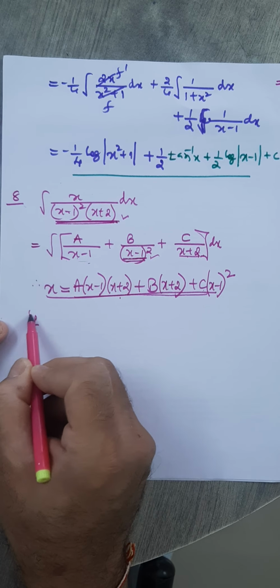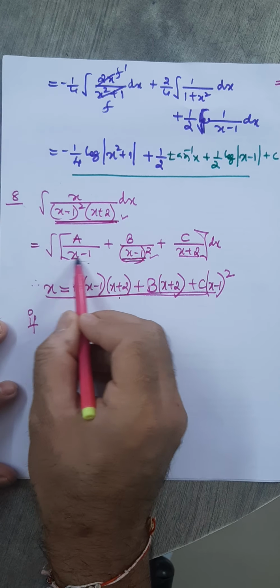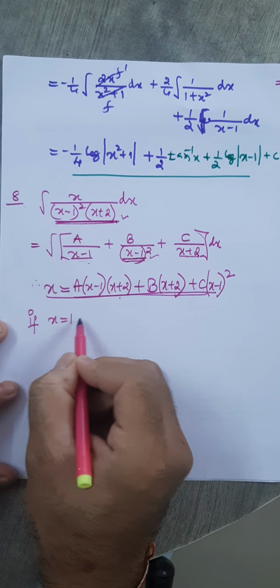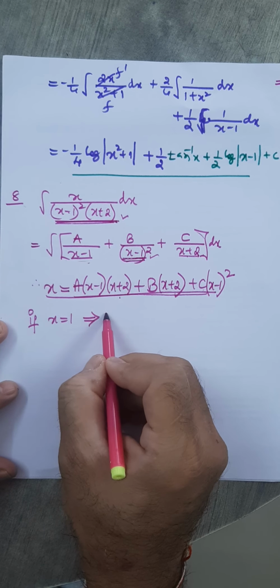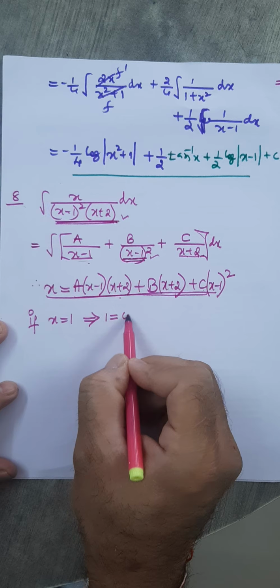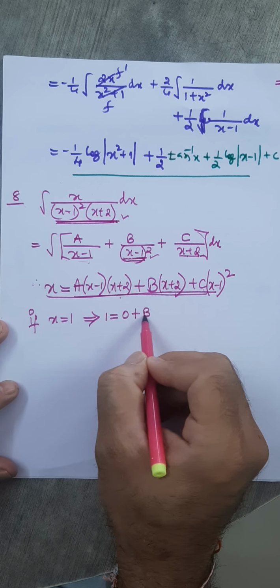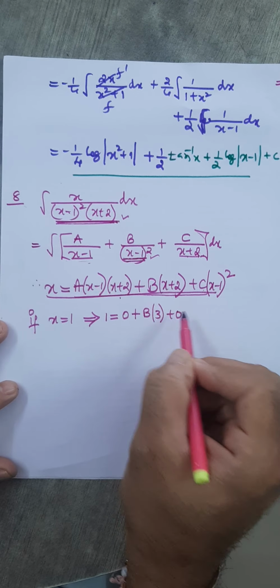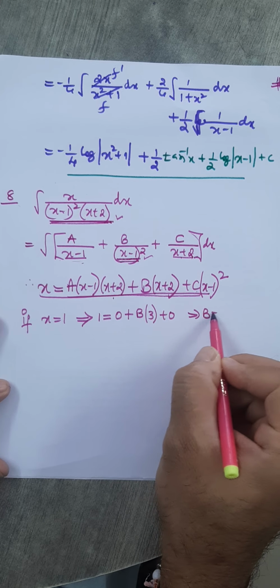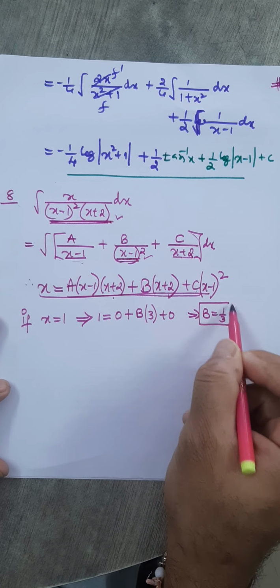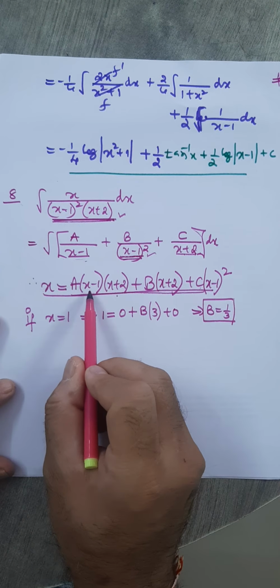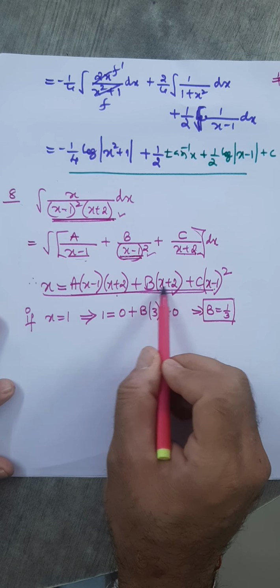We select the values of x as we did. First we take x equals 1 and I'll place it here. If I put 1 here, this is 1, this is 0. If I put 1 here, this is 3 and this is also 0. So b is 1 upon 3. Here 0, 0 and 1, so 3.